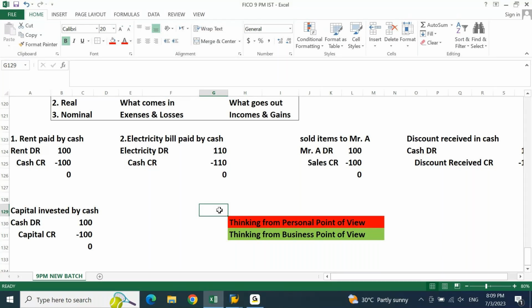Let's say I am doing my business and I am telling that I invested cash. According to me, my cash is going out personally, correct?